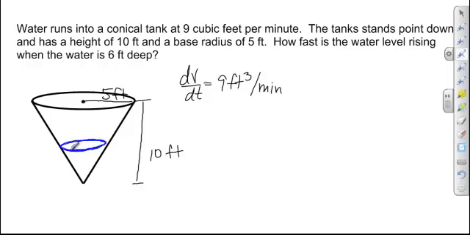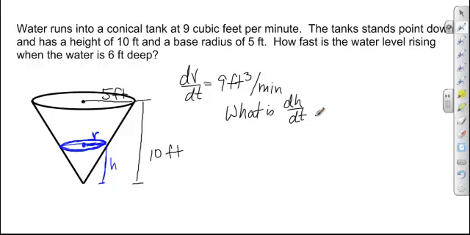Okay, so our question is, what is dh over dt? How fast is the water level rising? I expect this derivative to be a positive value because as the water is pumped in, h should be getting larger. And we want to know dh over dt when the water's depth is exactly 6 feet.